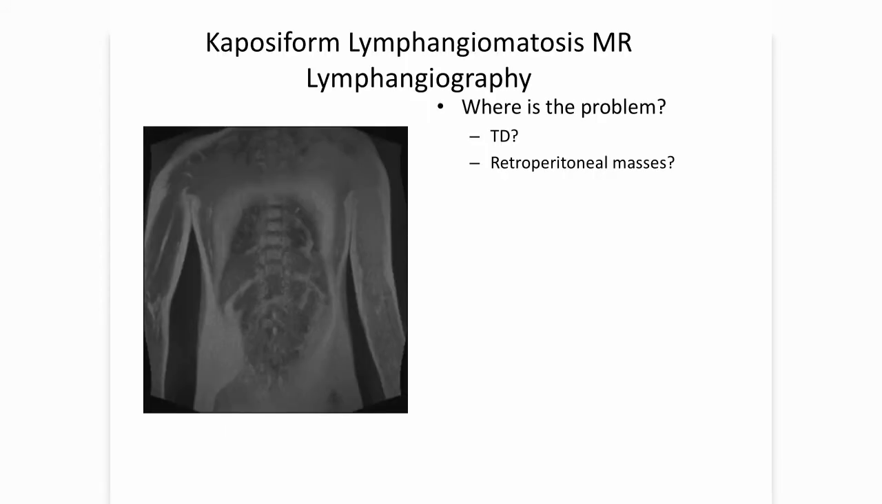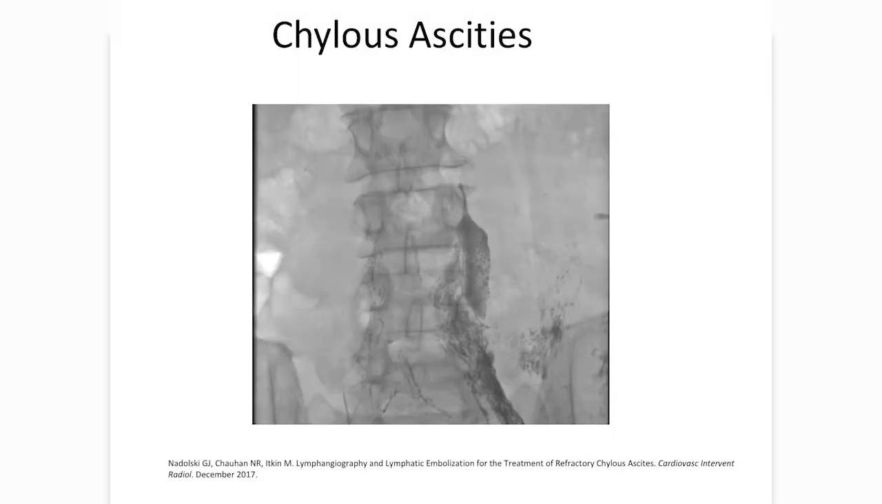In some patients, we can see again, this is not only the thoracic duct, similar to the idiopathic chylothorax, but also retroperitoneal to mediastinal flow here. So you can see it here. What we can do is actually block both the thoracic duct and the retroperitoneal masses.